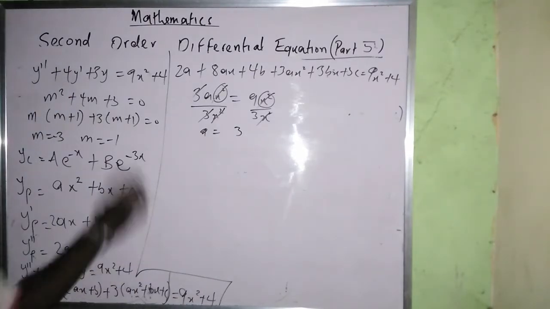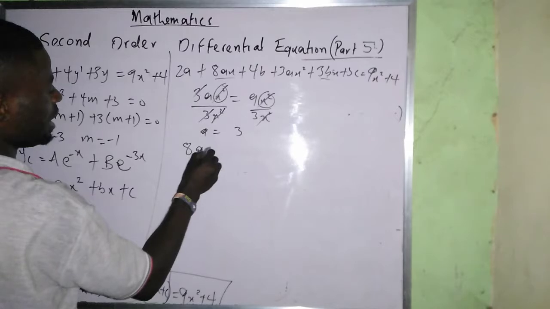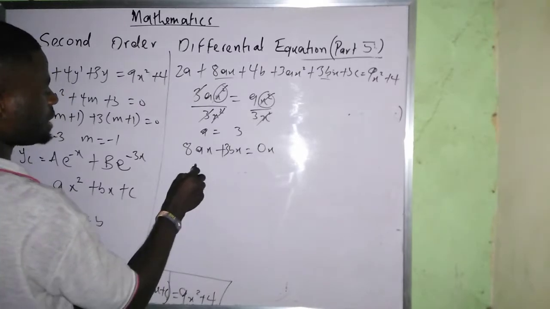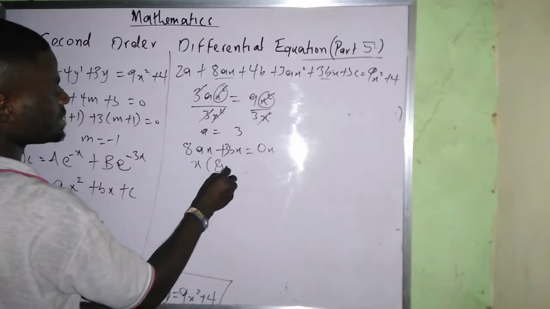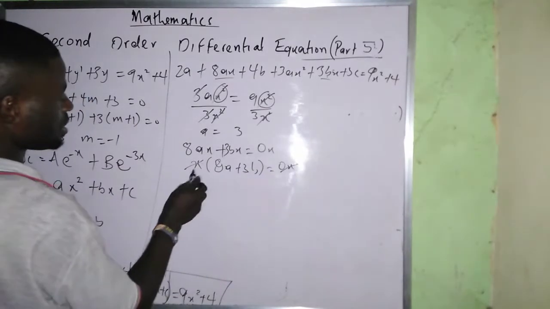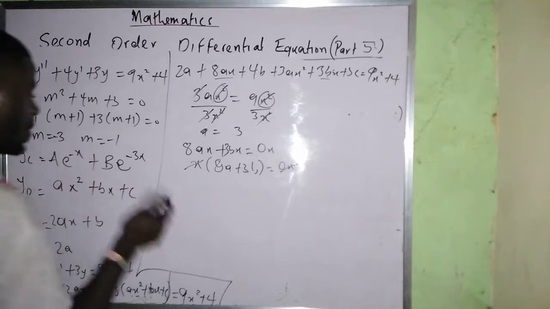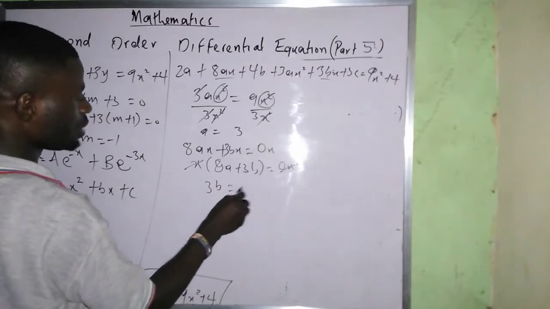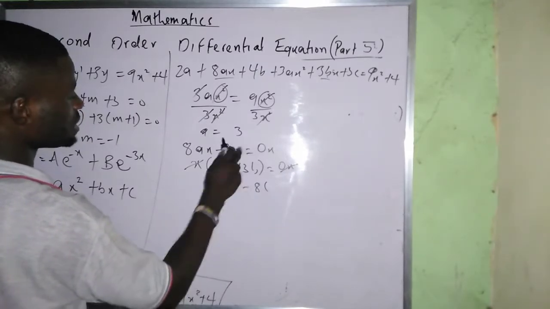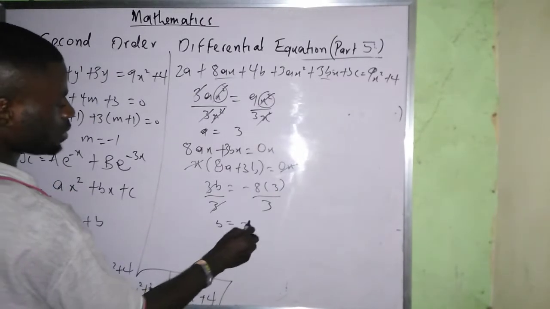I will move on to the one that has only the x variable. It means this and this: 8ax plus 3bx equals 0x. Now it means I'll be having x bracket of 8a plus 3b equals 0. This will cancel this. My a is 3, so 3 times 8 will be 24. Now, 3b equals minus 24. Just divide by 3, the 3 will cancel. My b equals minus 8.